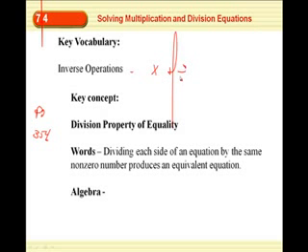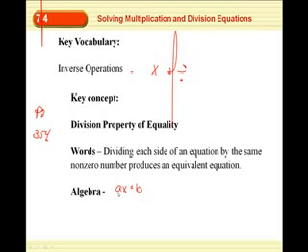They undo each other, okay? So division property of equality. Dividing each side of an equation by the same non-zero number produces an equivalent equation. So what it's saying is this. If you have ax = b and you want to get x by itself, you do the opposite of what's being done.